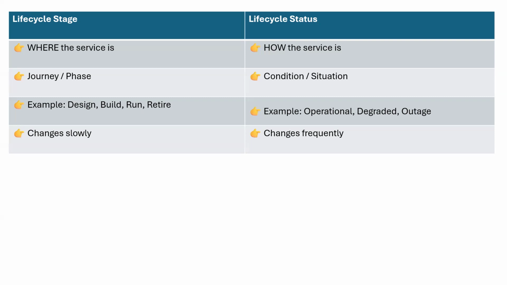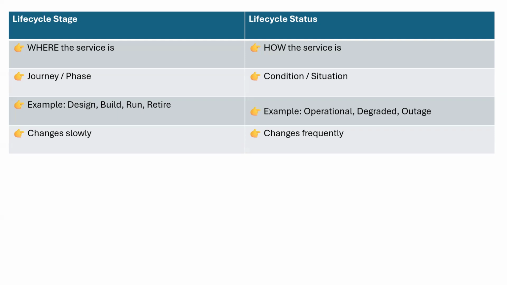Next one, life cycle stage changes slowly. Changes slowly means life cycle stage does not change frequently. It changes only when the service moves to the next phase. But in case of life cycle status, it changes very often based on the issues, because in theater so many issues keep coming because of projector issues or sound system issues or power issues. So these change frequently. That's the main example.